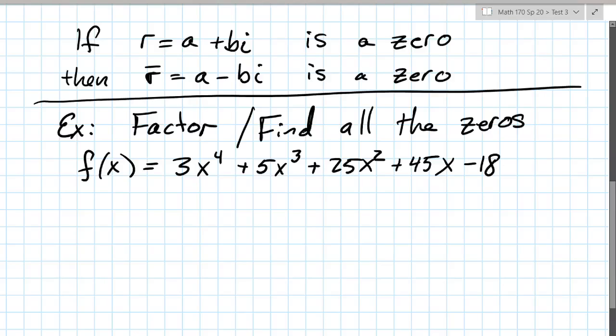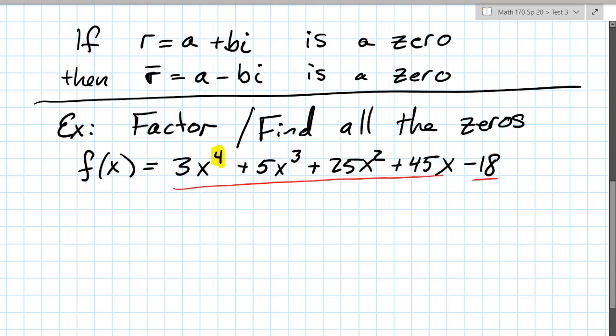In this next example, we want to factor and find all of the zeros, that is real and complex, of the polynomial that we're given here. So we're going to go through all of the steps that we've done in the previous chapters, and we are going to hopefully find 4 zeros. So let's start with Descartes' rule of signs.